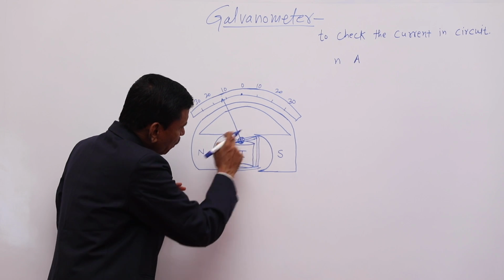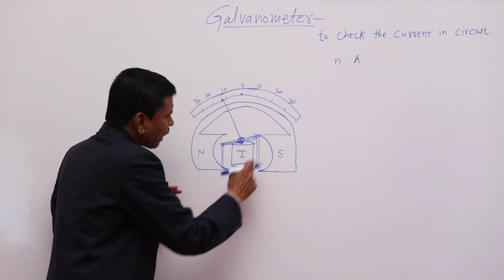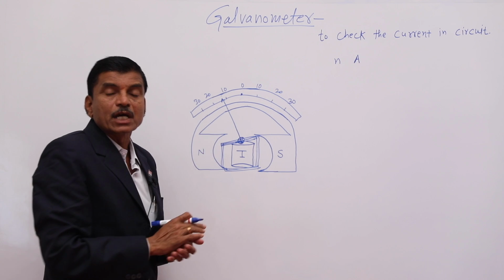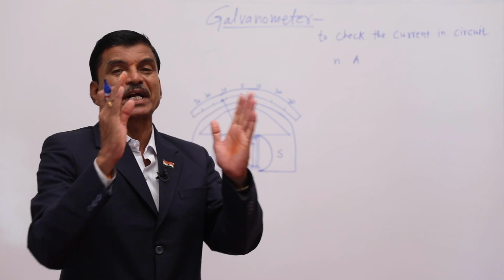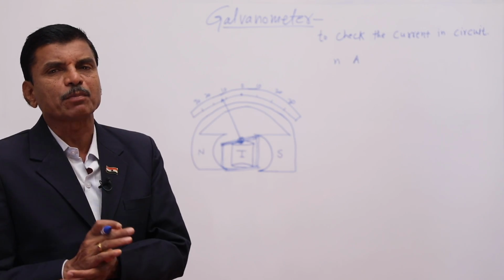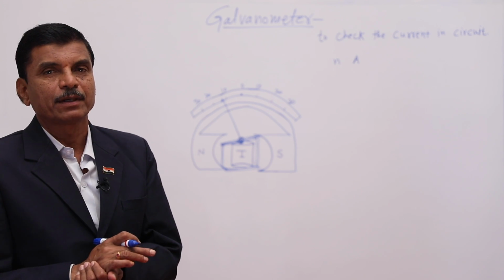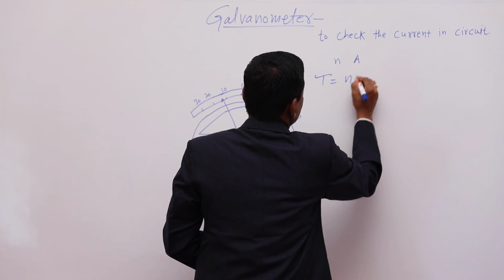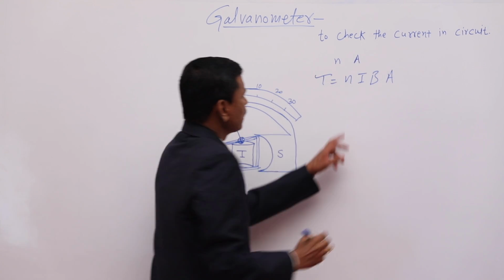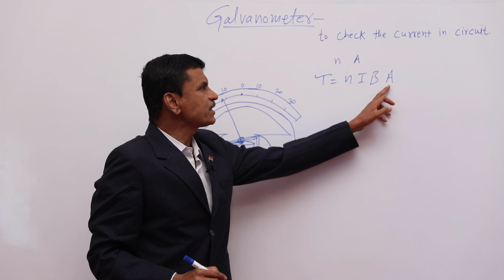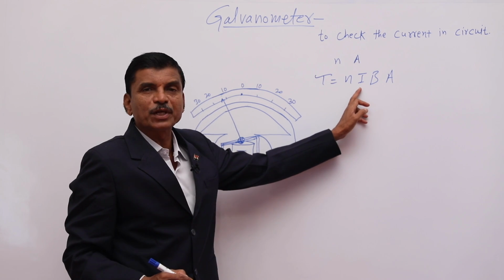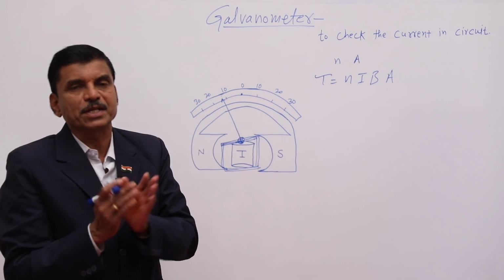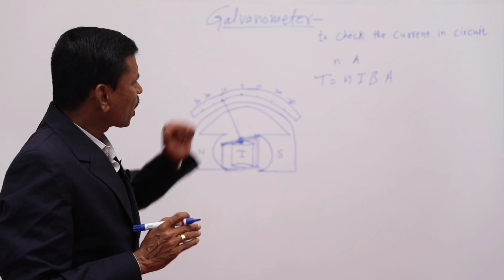As current is flowing in the coil, there will be magnetic forces on the two sides. These two equal and opposite forces will form a couple, and that couple produces torque. Torque is given by NIBA. Here, N is the number of turns, A is the area of the coil, I is the current flowing, and B is the magnetic induction produced by these concave pole pieces. Okay? So that is the torque.